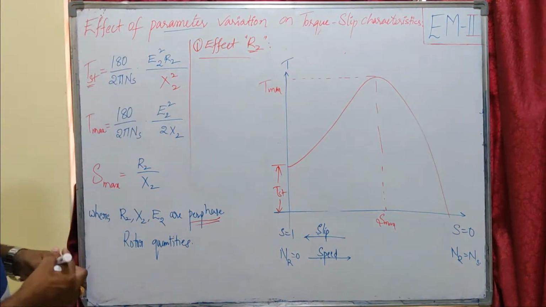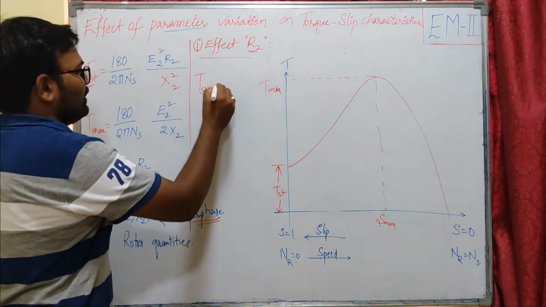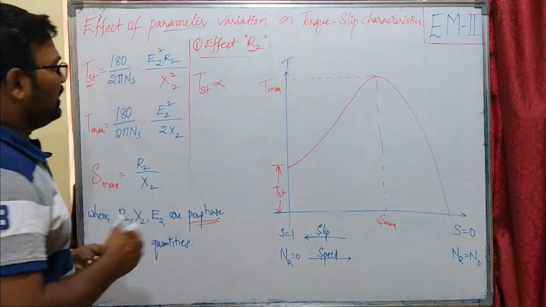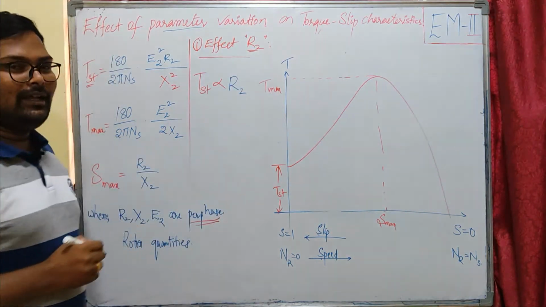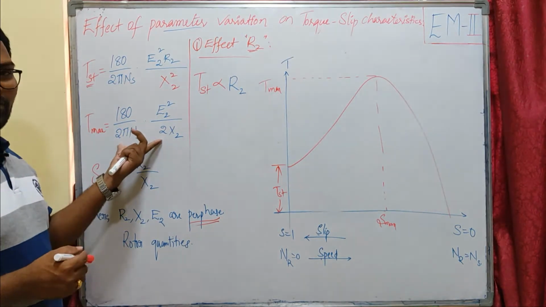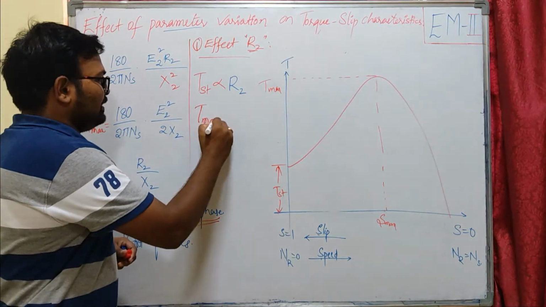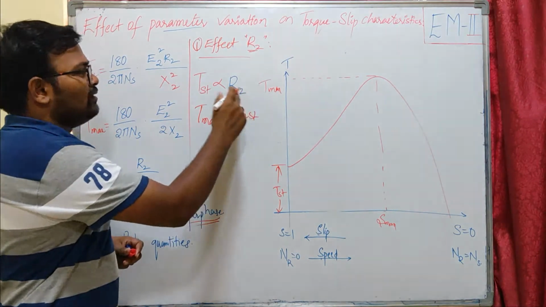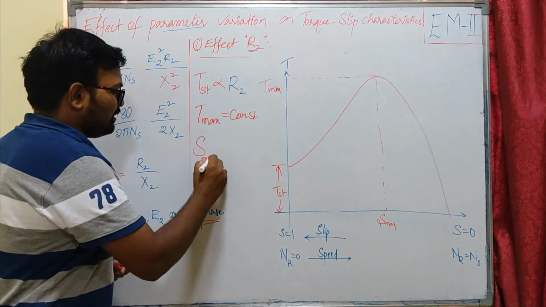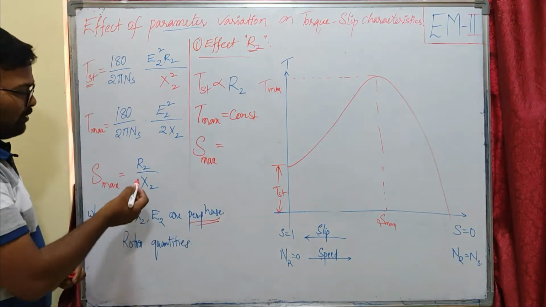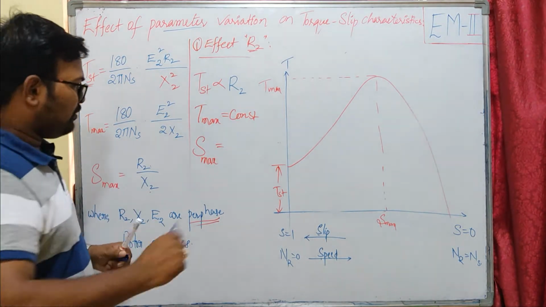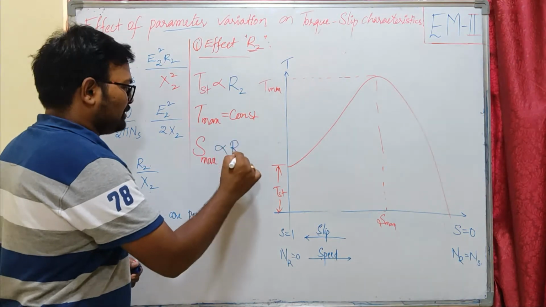Our starting torque is directly proportional to our rotor resistance. What about our maximum torque? Our maximum torque is not dependent on our rotor resistance. That means it is constant for any value of rotor resistance. Now let us see the slip at maximum torque condition, S max, which is given by rotor resistance by rotor leakage reactance. So the slip is directly proportional to rotor resistance.